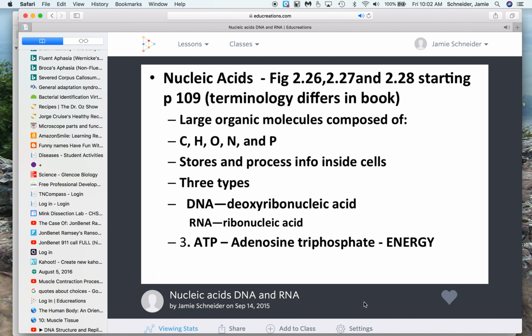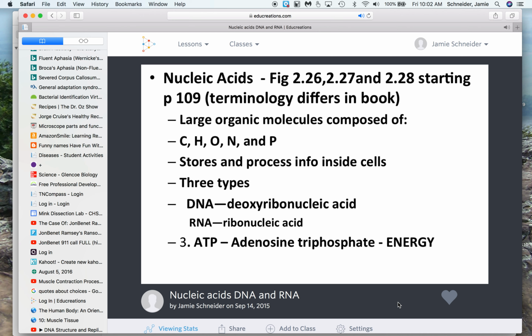The last class of organic molecule is nucleic acids. They also have carbon, hydrogen, and oxygen, just like all the other three classes. Each molecule also has nitrogen and phosphorus. They're very large molecules, and they store and process information inside the cells.